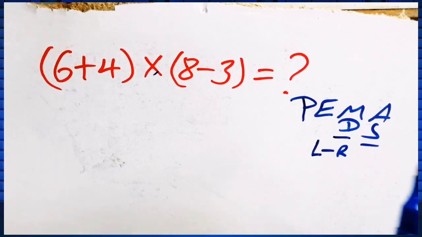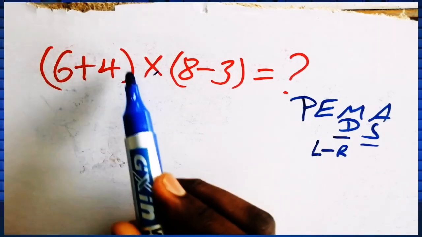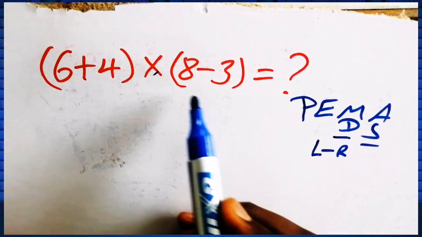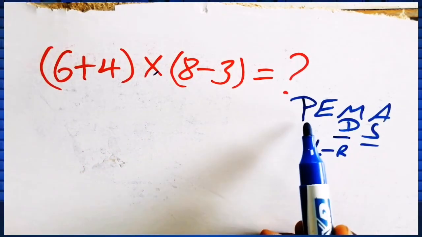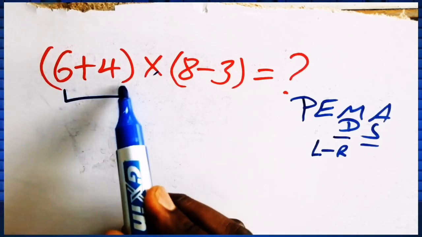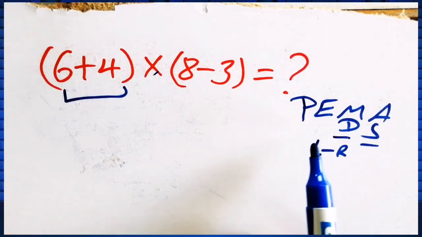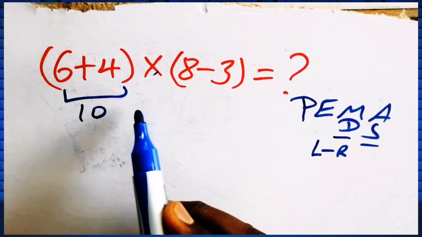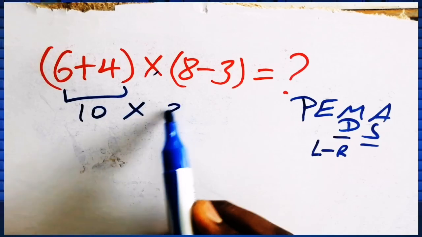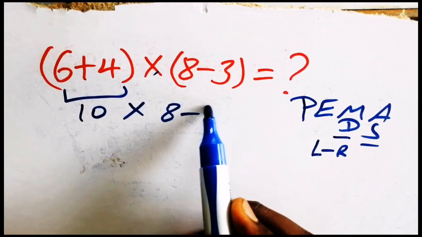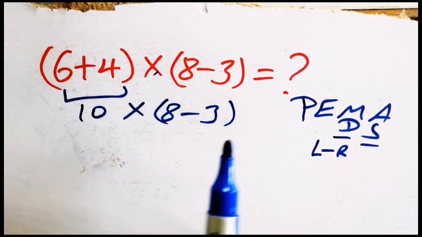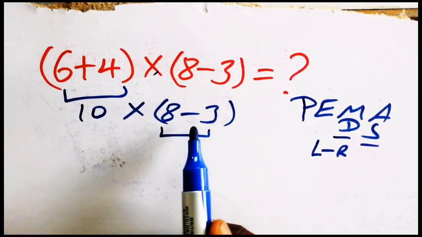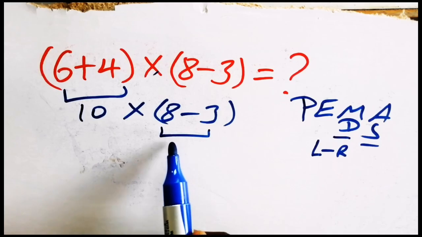Okay, therefore in this expression here is one parenthesis and one multiplication, another parenthesis here. Therefore, according to PEMDAS, first we have to do these two parentheses, this parenthesis and this parenthesis first. Okay, then inside the parenthesis, 6 plus 4, which equals 10, then times here is another parenthesis. Okay, then now let me continue the parenthesis 2, 8 minus 3, which equals 5.